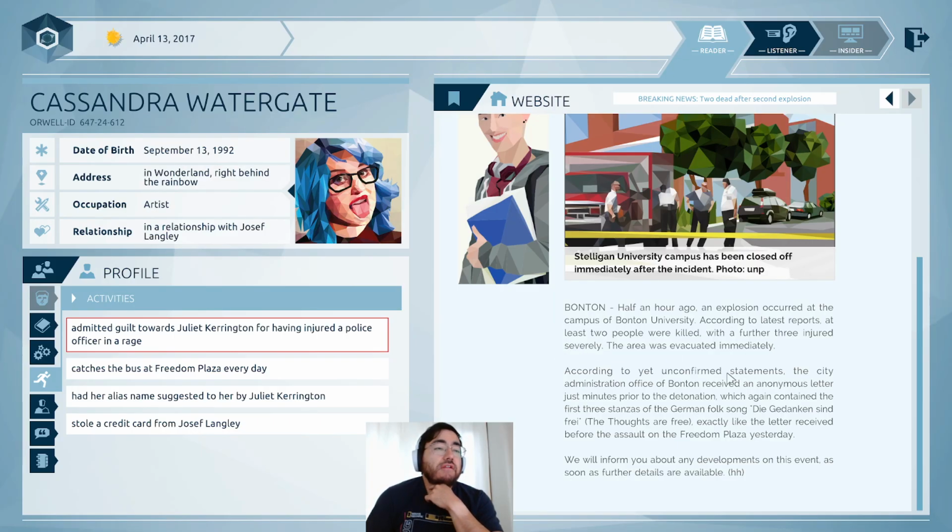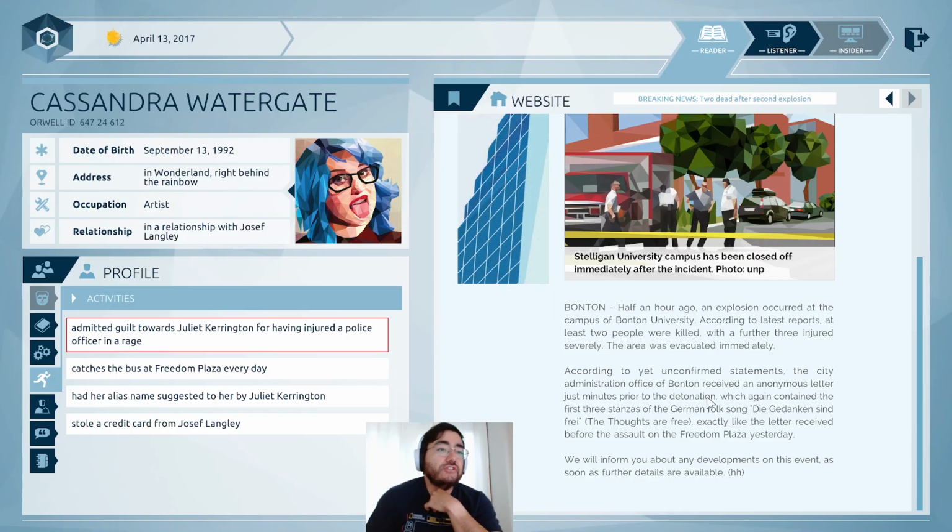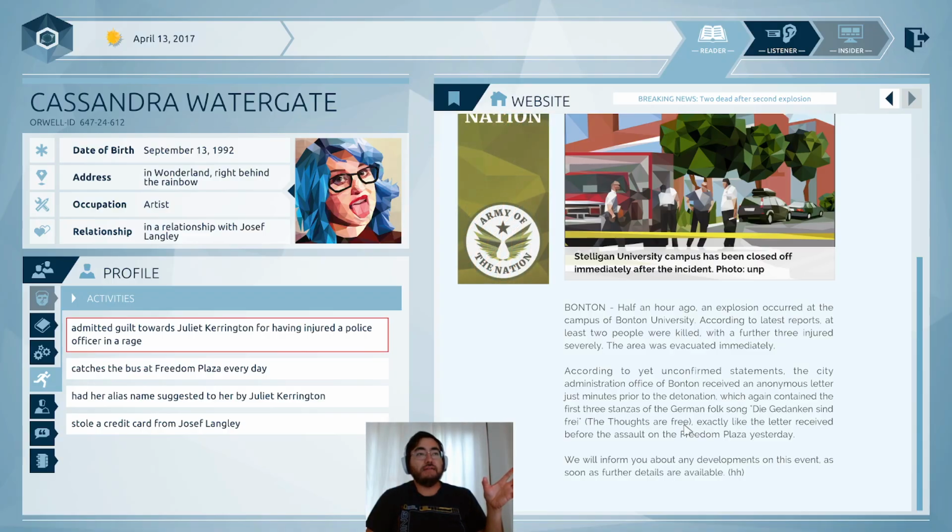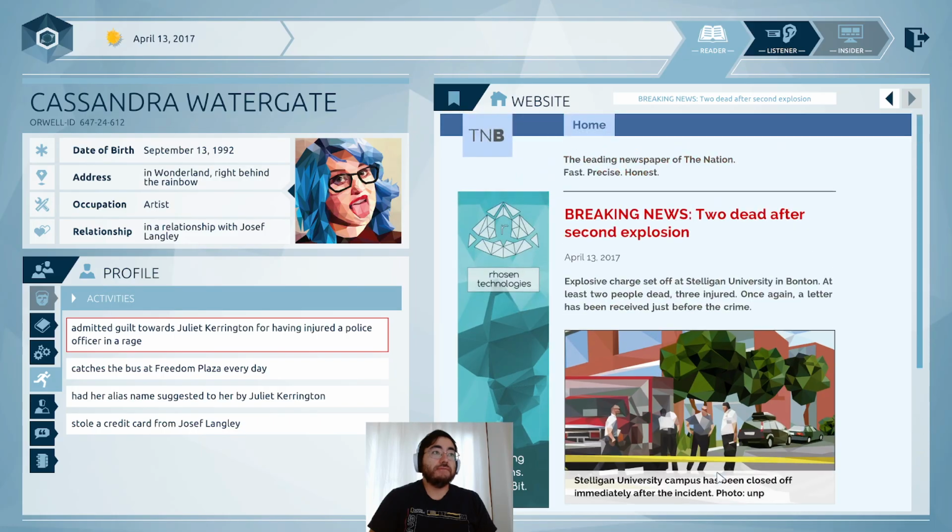According to yet unconfirmed statements, the city administration office of Bonton received an anonymous letter just minutes prior to the detonation, which again contained the first 3 stanzas of the German folk song, "The Thoughts Are Free." Exactly like the letter received before the assault on the Freedom Plaza yesterday. We will inform you about any developments on this event as soon as further details are available.